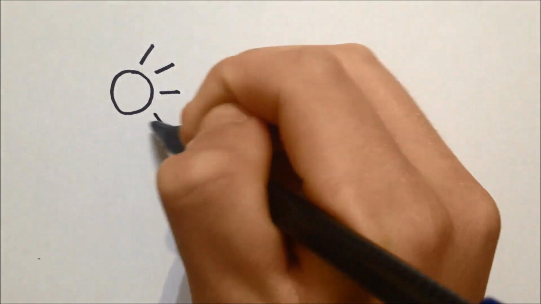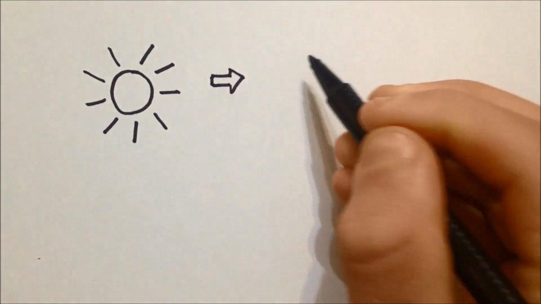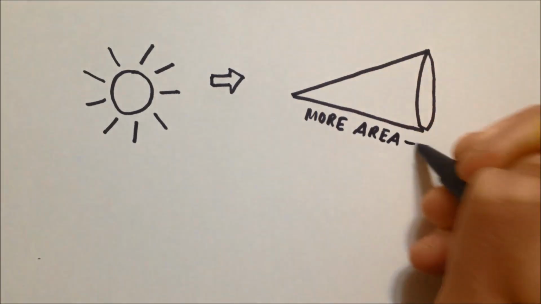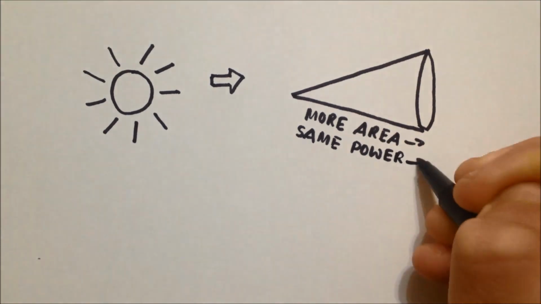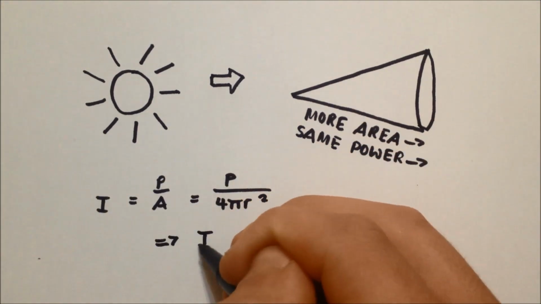Here's a nice analogy. From a young age we depict our local star, the Sun, like this, and it is very perceptive. The luminous power is constant, yet as the light propagates its surface area increases. The intensity decreases. As the surface area of a sphere is proportional to r squared, we deduce that the intensity of light follows an inverse square law of the radius.